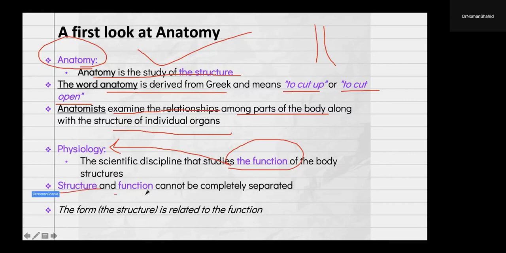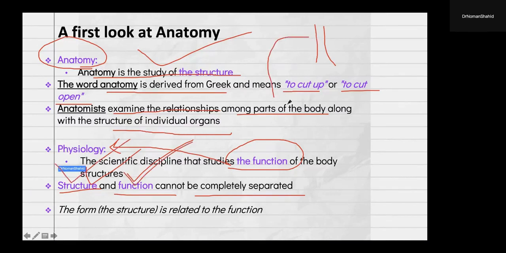So structure and function cannot be completely separated. That means that when we study structure, we must study the function, right? First we study the structure, then we study the function. If we study the function, we should know the structure.